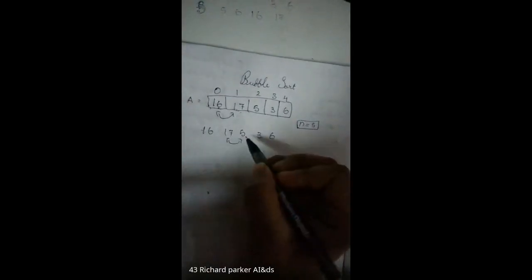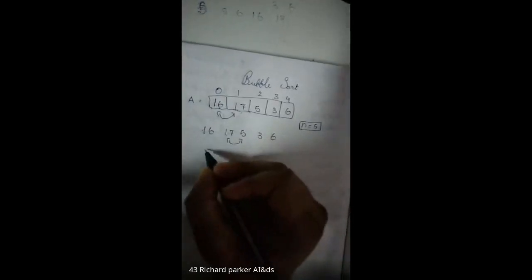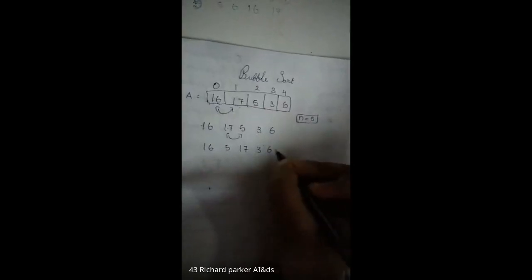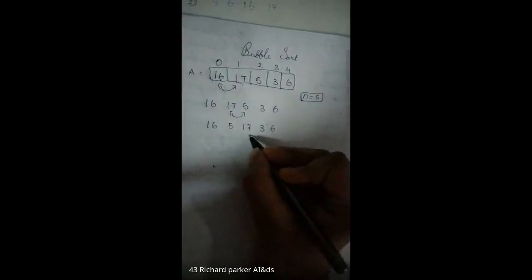What is the array? 16, 17, 5, 3, 6, and we move to the next element. Comparing 17 and 5, 17 is greater and 5 is a smaller number, so swapping will be done. The array becomes 16, 5, 17, 3, and 6. Then it moves to the next element.